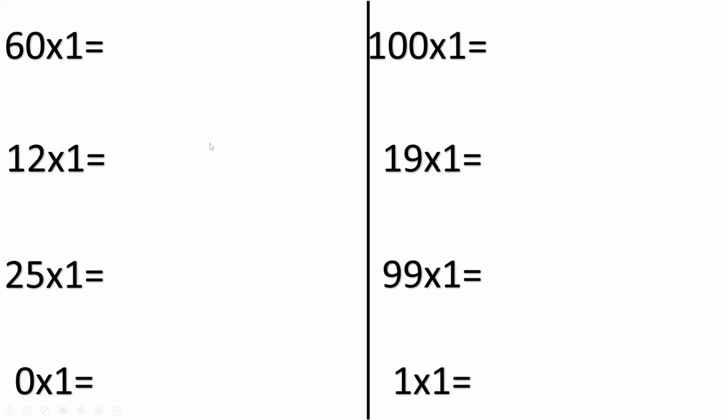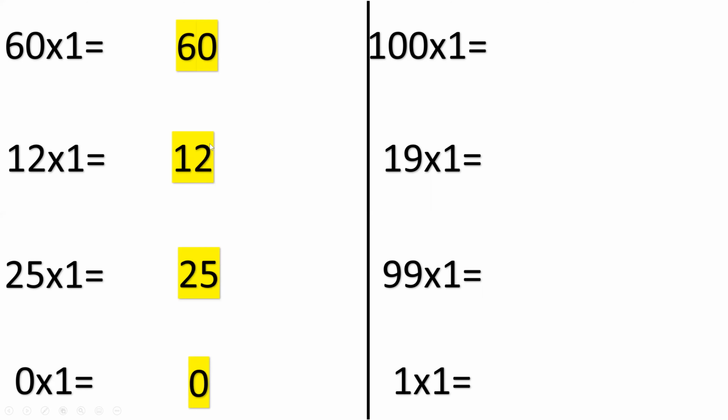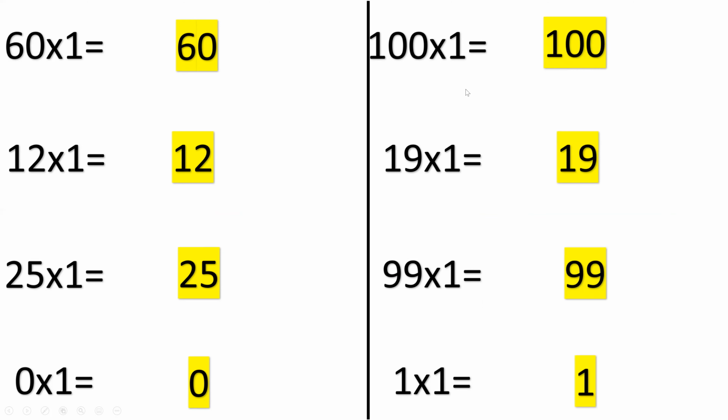Awesome. Let's check our work. 60 times 1 equals 60. 12 times 1 equals 12. 25 times 1 equals 25. And 0 times 1 equals 0. Great job. Let's check the rest of our work. 100 times 1 equals 100. 19 times 1 equals 19. 99 times 1 equals 99. And 1 times 1 equals 1. Great job.